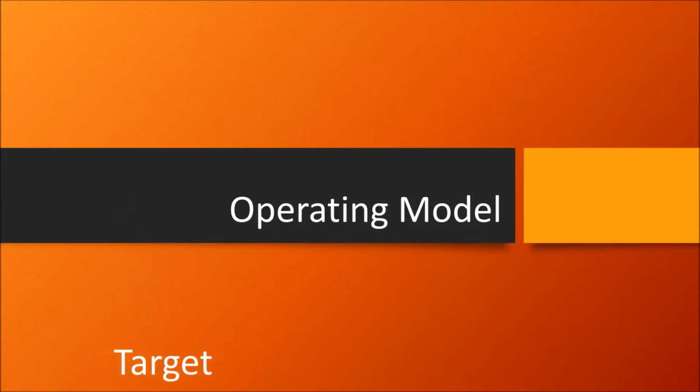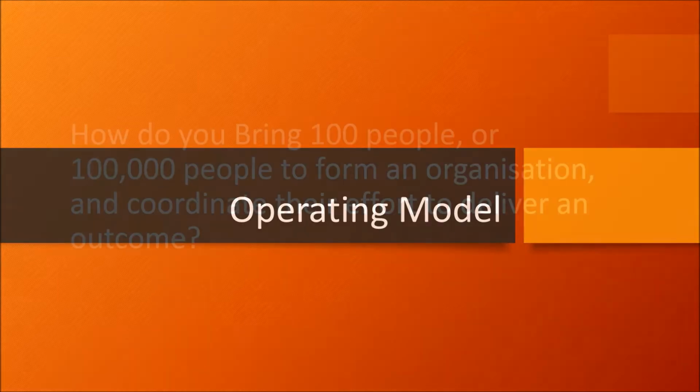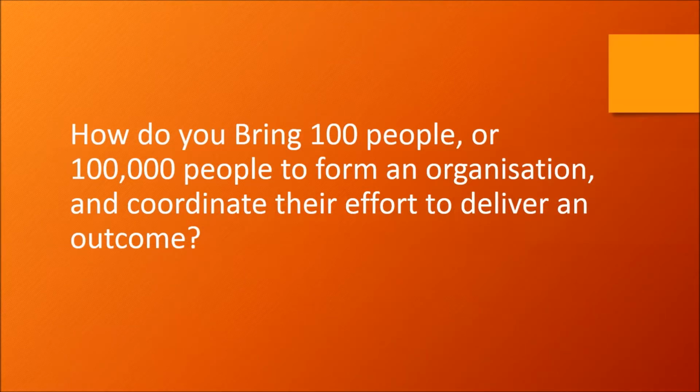So let's take out the target for a moment and talk about operating models. They've been around for well over 100 years now. Basically, their function is to coordinate the efforts of people that have come together in an organization, be it 5, 10, 100, or 100,000 people.